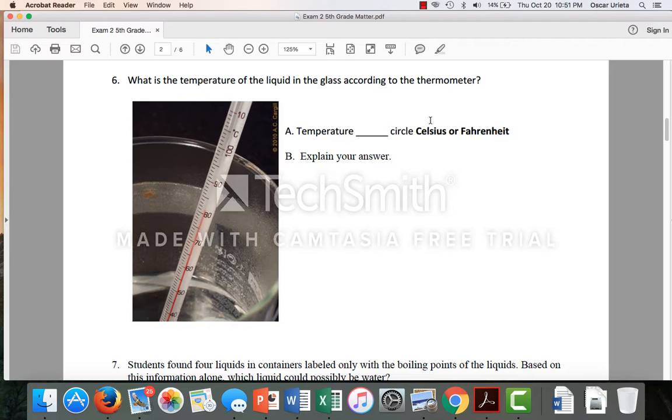Question number 6. What is the temperature of the liquid in the glass according to the thermometer? A. Temperature, circle Celsius or Fahrenheit. B. Explain your answer. Pause it and answer your question.